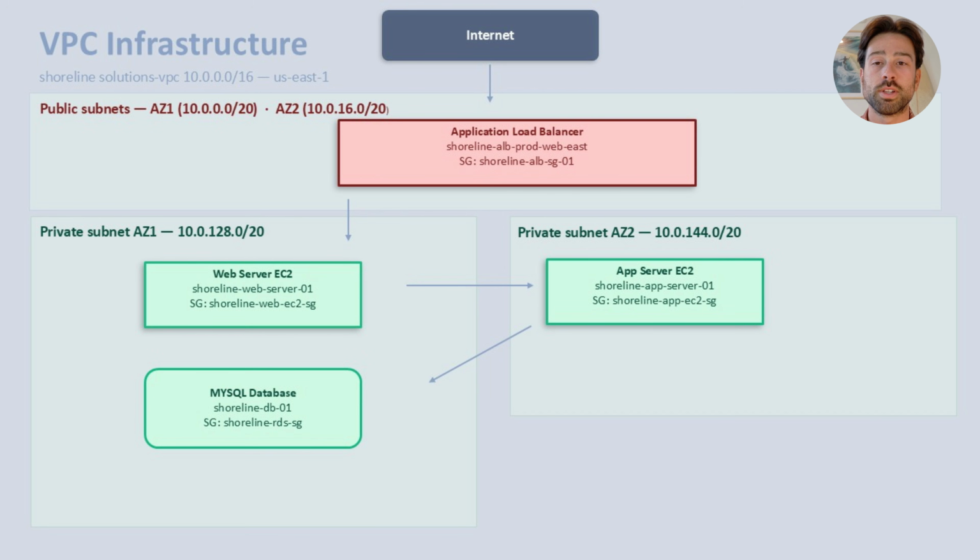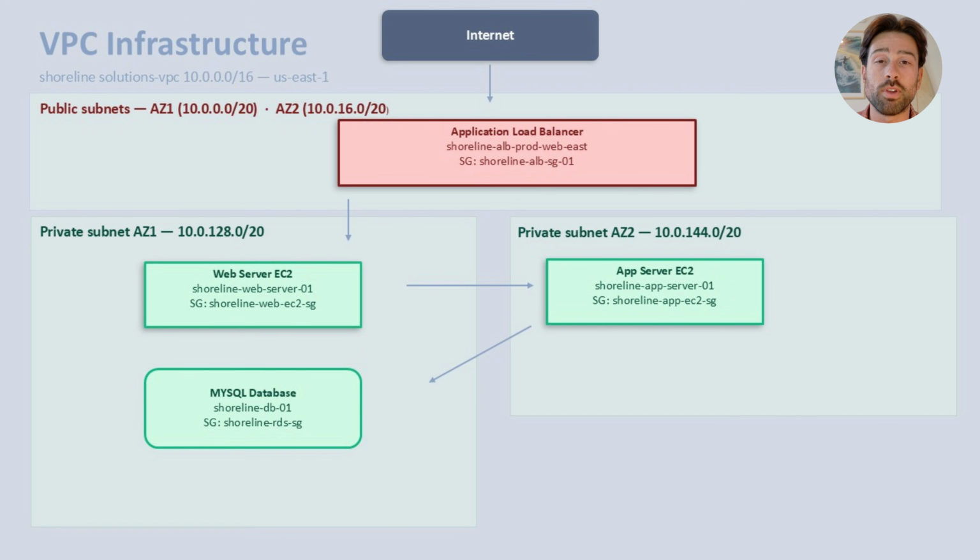Something you'll also notice is each layer has its own security group. That's the SG listed in each box. Think of security groups like traffic rules that only control what systems are allowed to talk to each other. For example, the load balancer only accepts traffic from the internet, and the web server only accepts traffic from the load balancer. And then the app server only accepts traffic from the web server, and the database is only accepting SQL traffic from the app server.